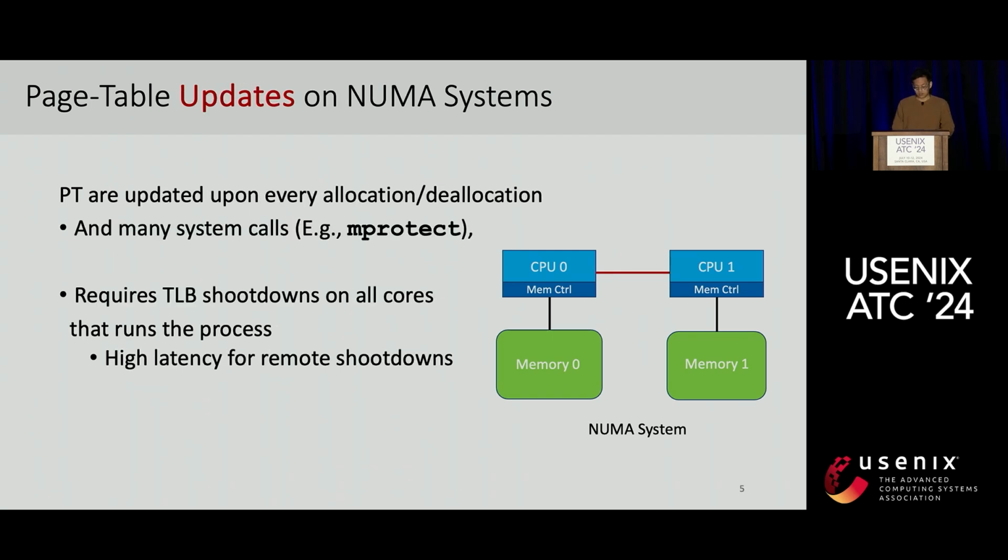So then, how about the page table update? A page table update happens when there is memory allocation or deallocation, or when the application calls a system call to modify the page table permission bits, for example, mprotect. Once the page table update happens, there will be TLB shootdowns on all of the cores that run the process. So TLB shootdowns are very expensive in the system.